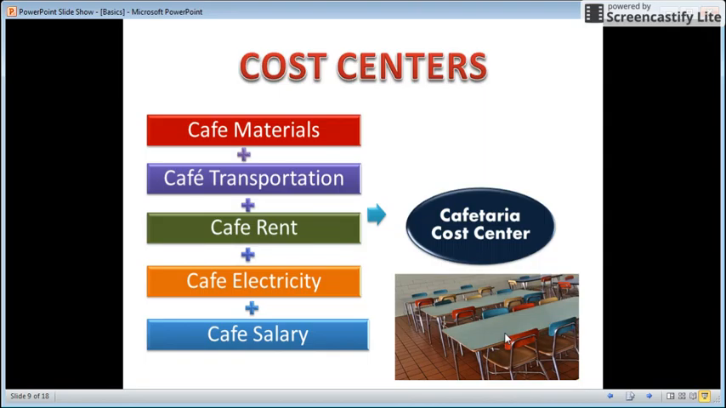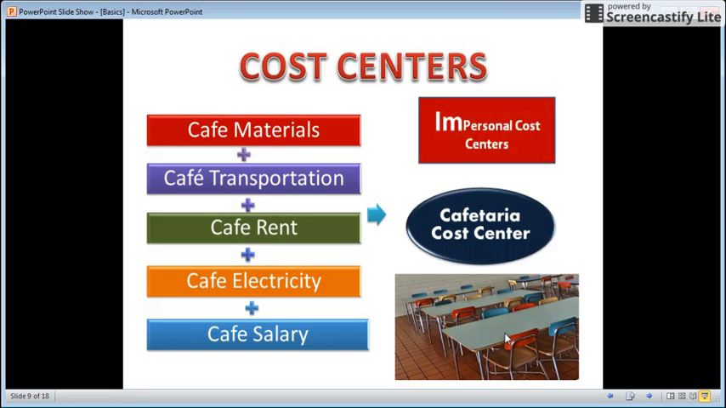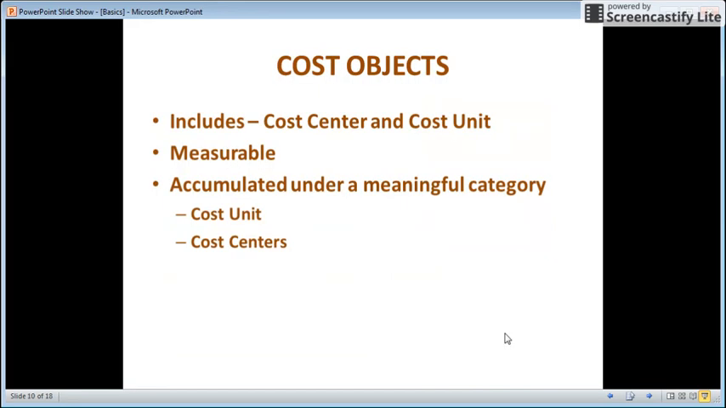All the raw materials used in the cafeteria, like coffee powders, cookies, and cakes, transportation charges incurred for transporting materials from a location to the cafeteria and vice versa, the rent incurred for the cafeteria, the electricity charges for the cafeteria, and finally, the salary of the staff working in the cafeteria will be grouped here. Since this grouping is not done based on a person or a manager, this will be called an impersonal cost center. Let us now look into a term called cost object.